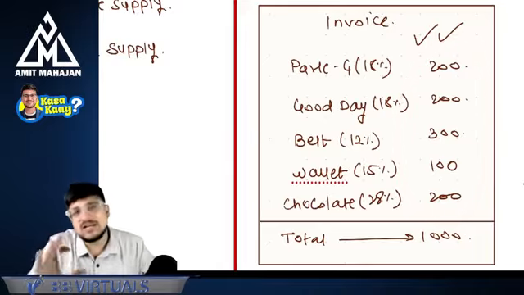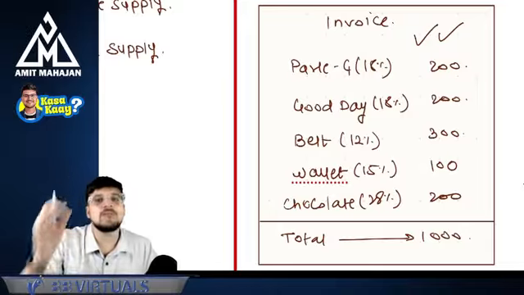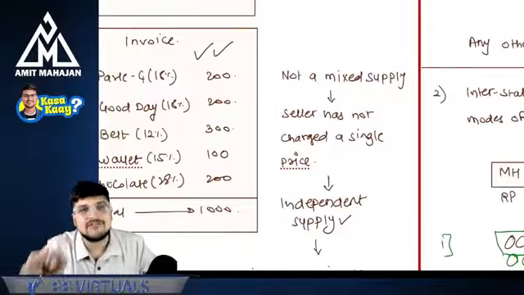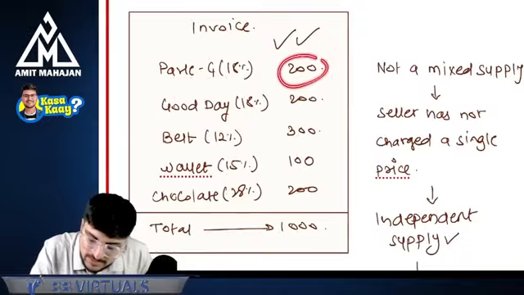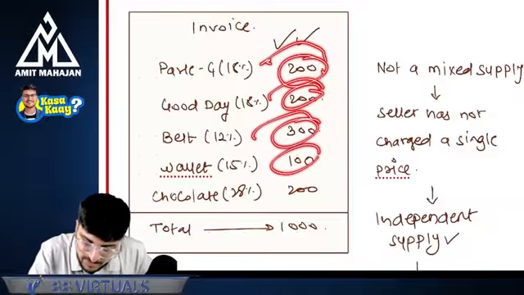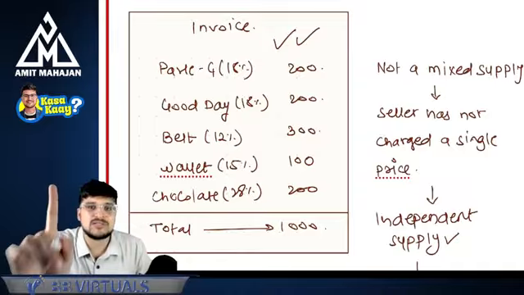You have bought everything independently. This is neither mixed supply nor composite supply. It means you are going to have tax on every item independently: 200 at 18%, 200 at 18%, 300 at 12%, 115, 228. Because it is not charged for a single price.